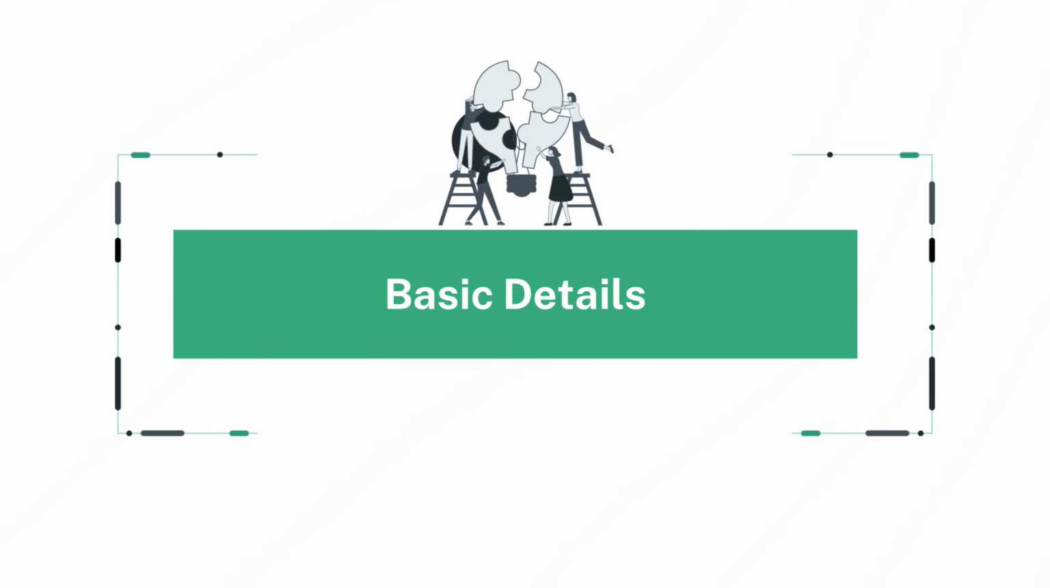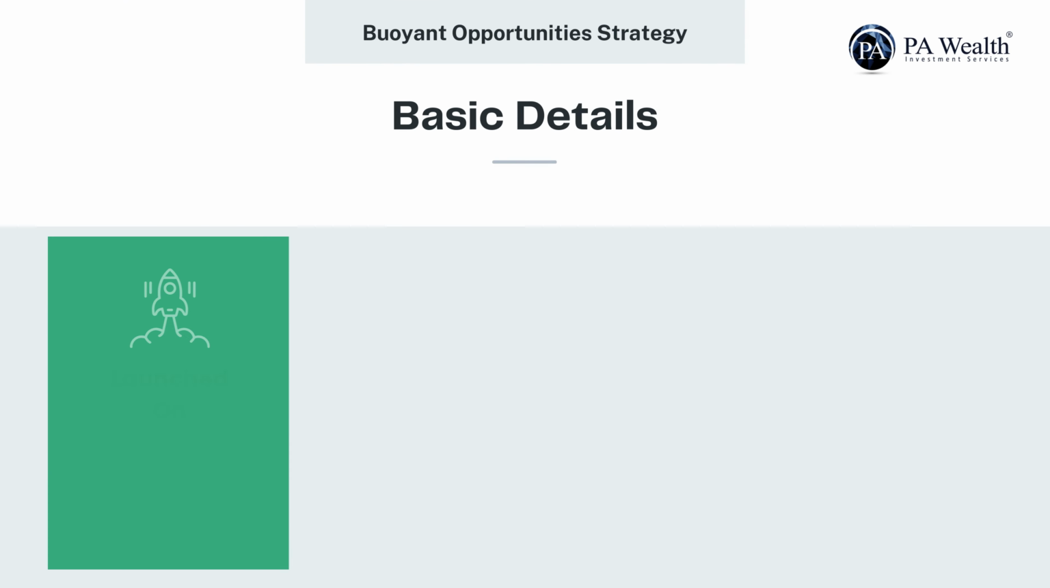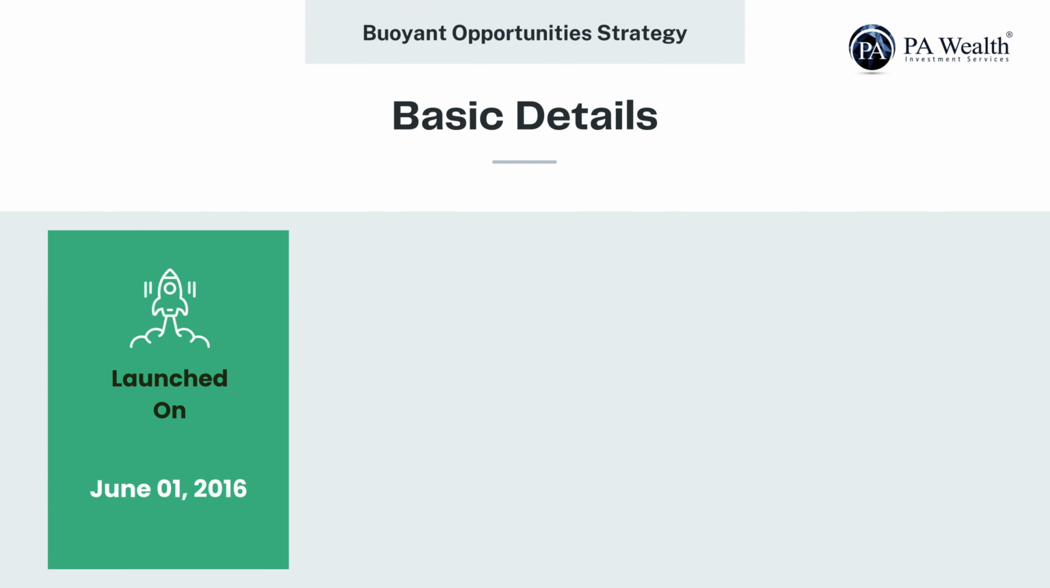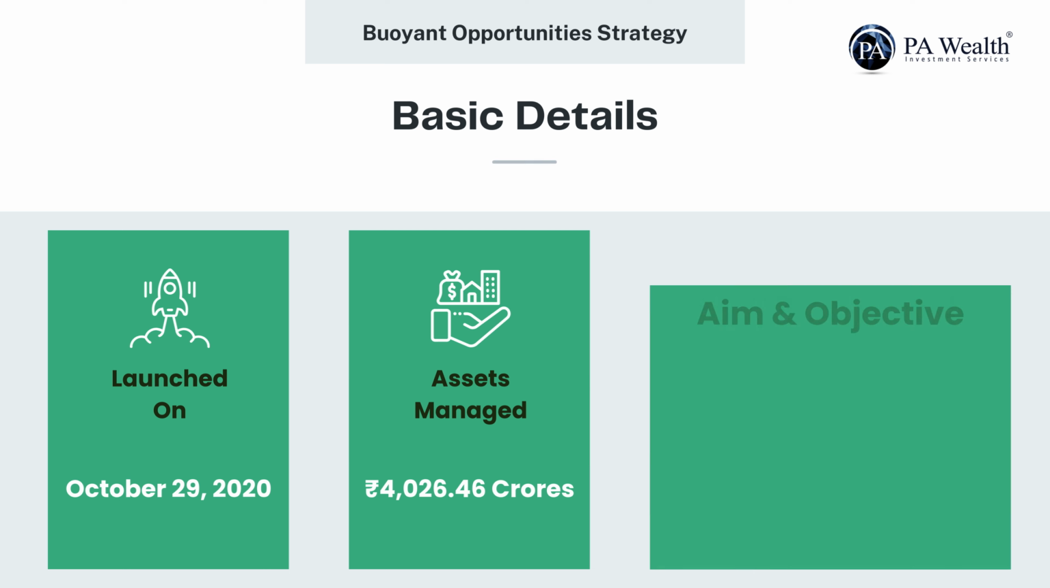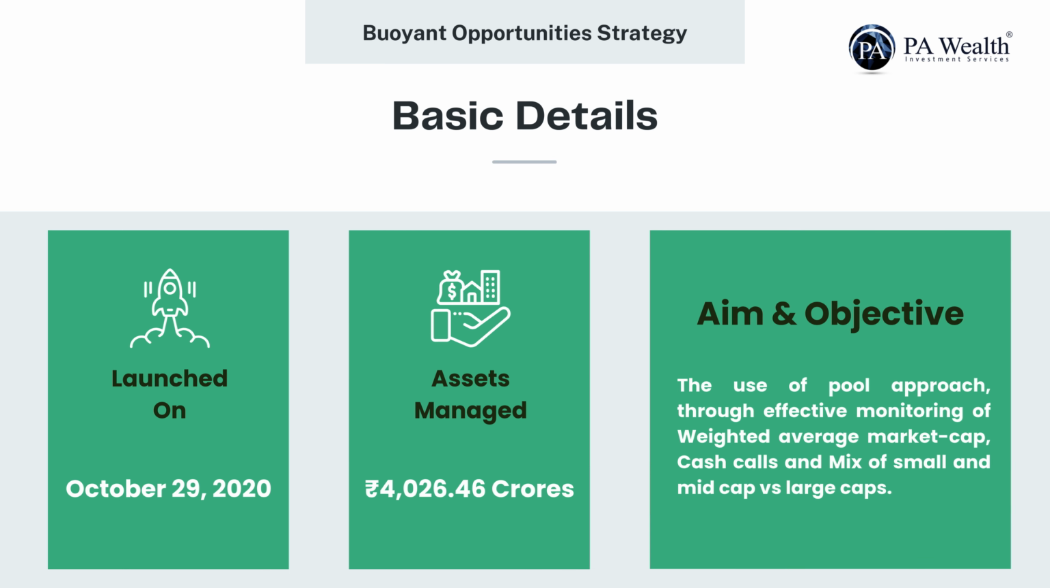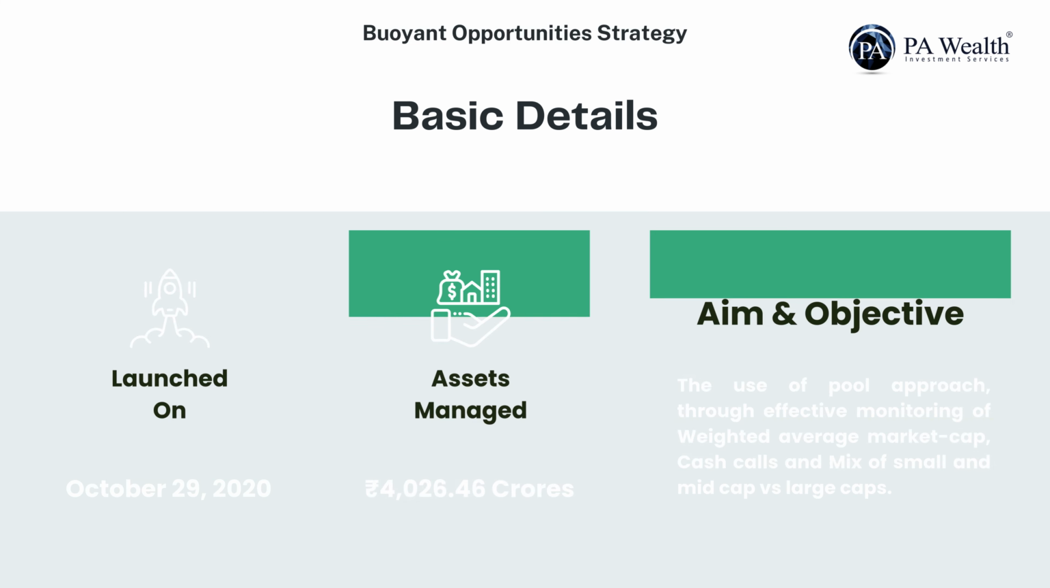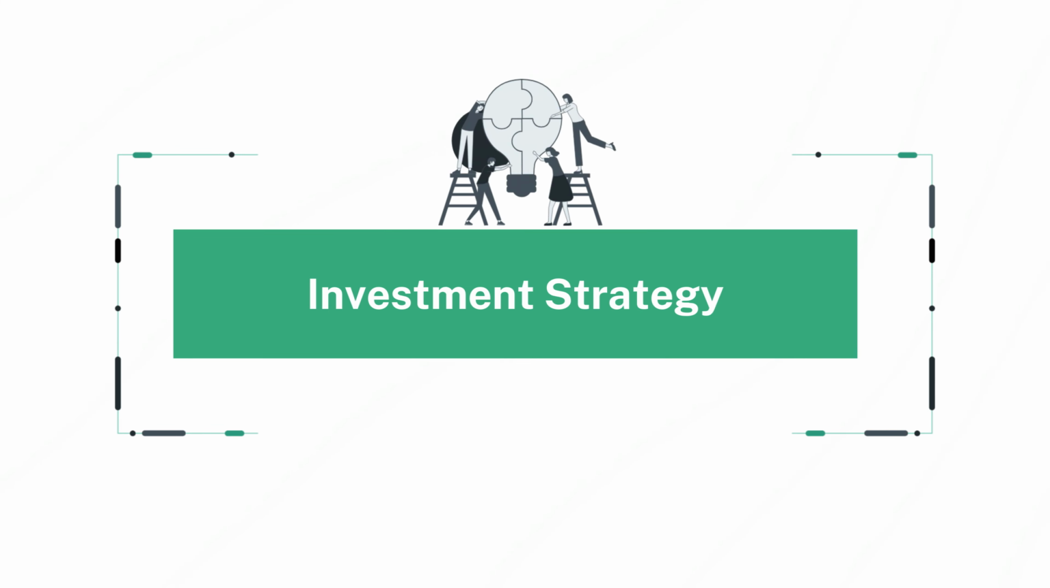Let's start with the basic details. This scheme was launched on June 1, 2016. This PMS scheme currently manages assets worth around 4,026.46 crore rupees. The objective of the strategy is to use a pool approach through effective monitoring of weighted average market cap, cash calls and mix of small and mid cap versus large caps. Now, let's move on to the investment strategy.